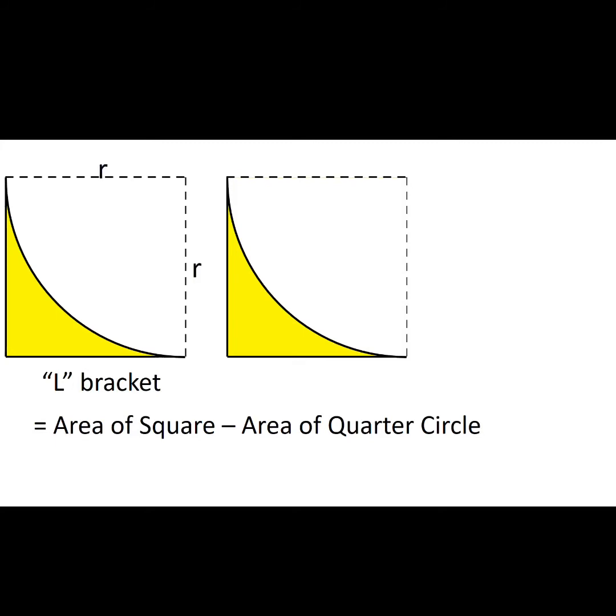So to find the area of the square is the same as multiplying radius by radius. And to find the area of the quarter circle is half multiplied by pi multiplied by radius multiplied by radius. Therefore, this will be a formula to enable us to find the area of the L bracket.